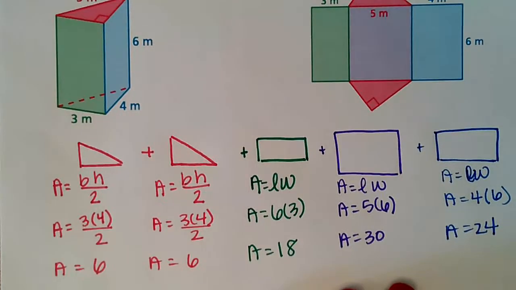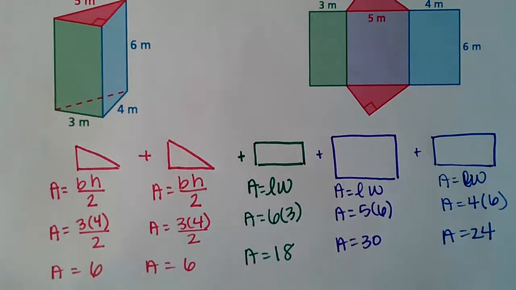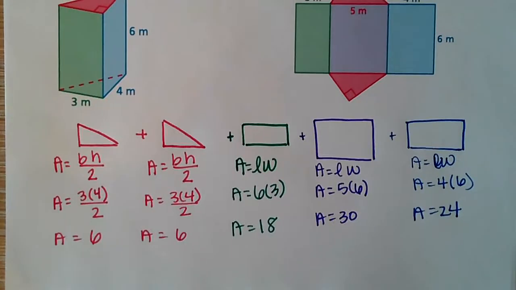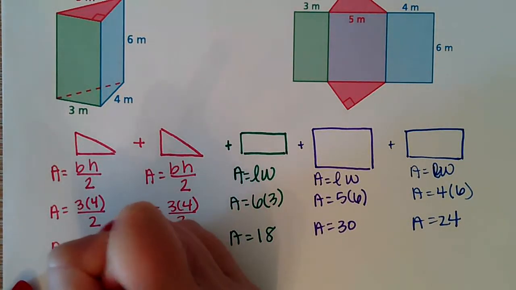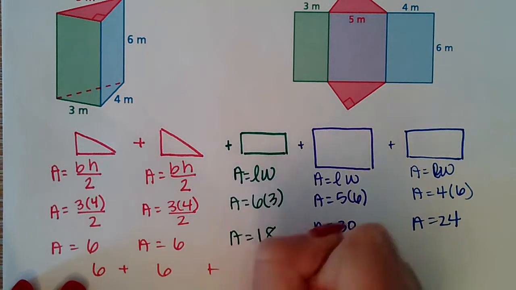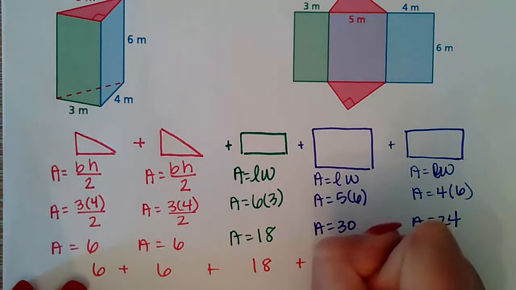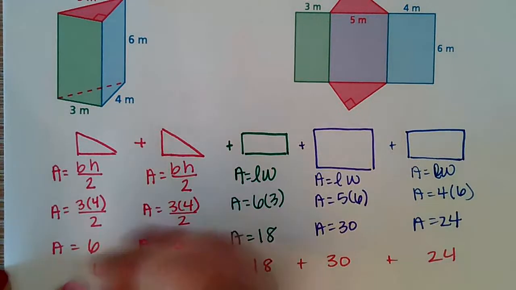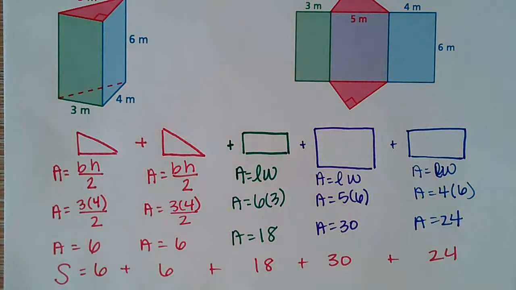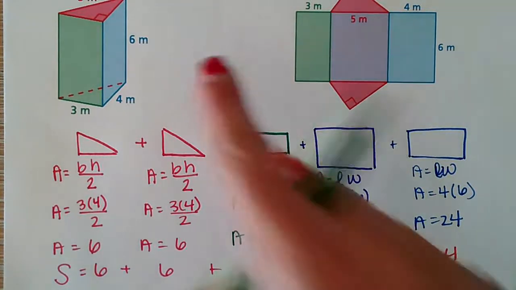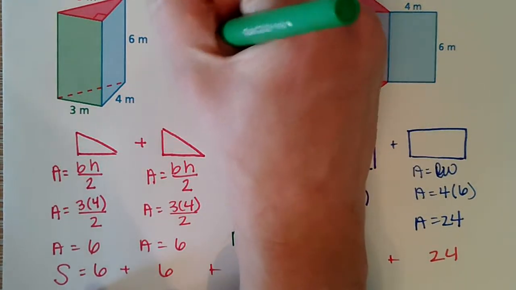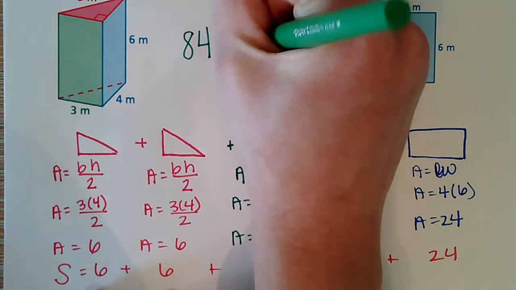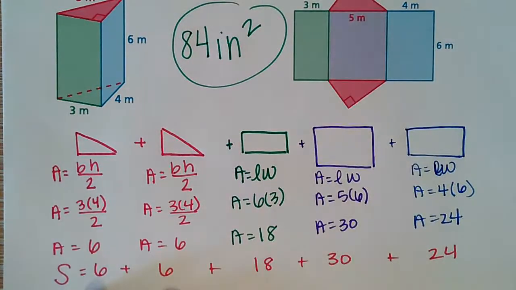All right, so now I've got 5 different areas here. 5 areas, and now I need to add them all up. So I add 6 plus 6 plus 18 plus 30 plus 24 equals my total surface area. When I add those all up, I get a total. I'm going to put it up here because we ran out of room. Adding these all up to get our total surface area, we've got 84 inches squared as our surface area.